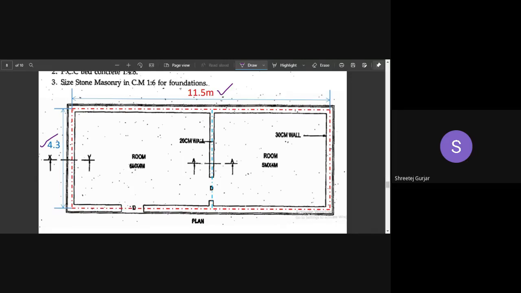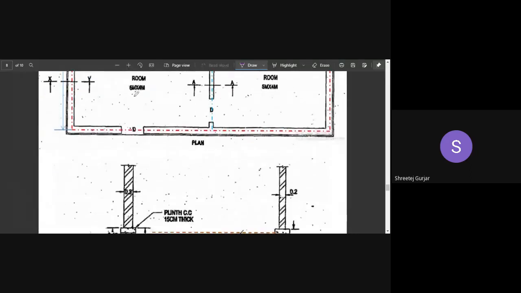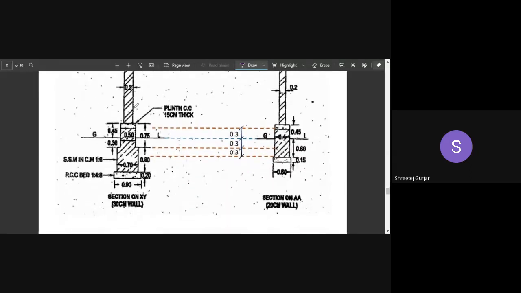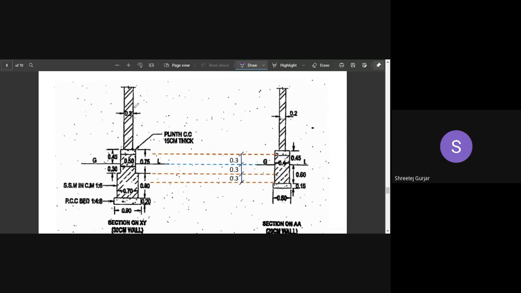They are not the same throughout your plan. We have two different walls, and you can see that the foundations are also different for both of them. So this is your 30 centimeter wall, and this is my 20 centimeter wall.